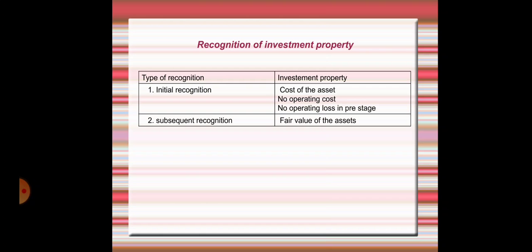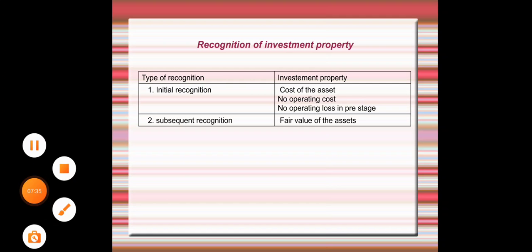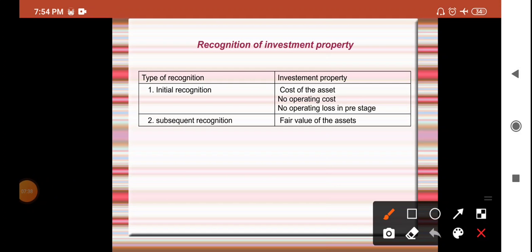So here recognition is divided into two types. One is initial recognition, when we acquire the property in the first year, how we can recognize the asset. And in the second, third and fourth year and so on, till the end of the life of the asset, how we should recognize the value of the investment property. So first, in the first year, in the beginning, when the investment property was acquired, it includes the cost of the asset.